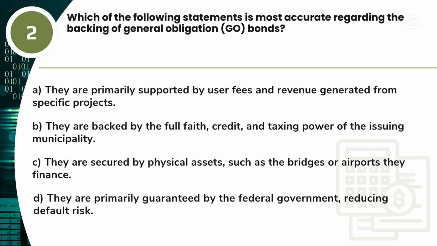Question 2. Which of the following statements is most accurate regarding the backing of general obligation, GO, bonds? A. They are primarily supported by user fees and revenue generated from specific projects. B. They are backed by the full faith, credit, and taxing power of the issuing municipality. C. They are secured by physical assets, such as the bridges or airports they finance. D. They are primarily guaranteed by the federal government, reducing default risk.